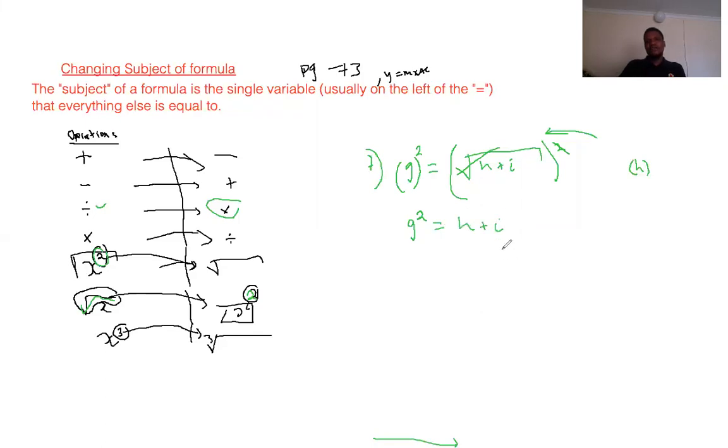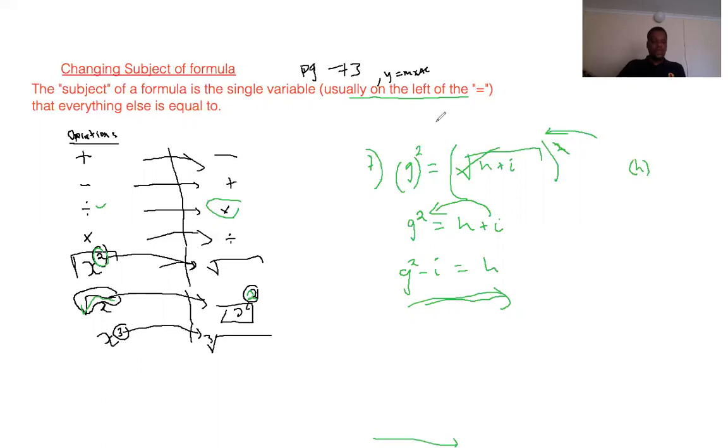Now once we have this, we count again. Now we have two terms. We want h only, so we're going to take the i to the other side. So we're going to have g squared minus i here on this side. Like this, we have made h the subject of the formula because h is remaining on its own on one side of the equation. Even though they usually say on the left, it doesn't mean it's always going to be on the left. It can be on the right, as long as it's on its own on that side.